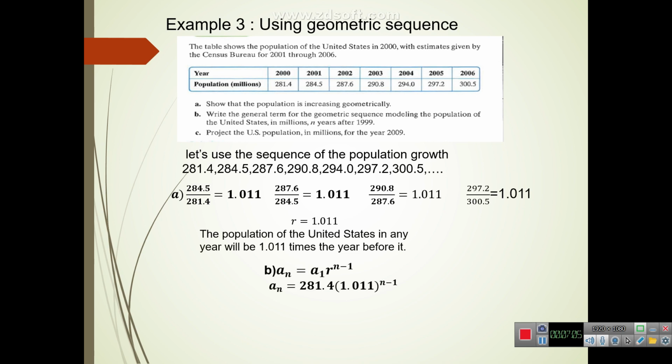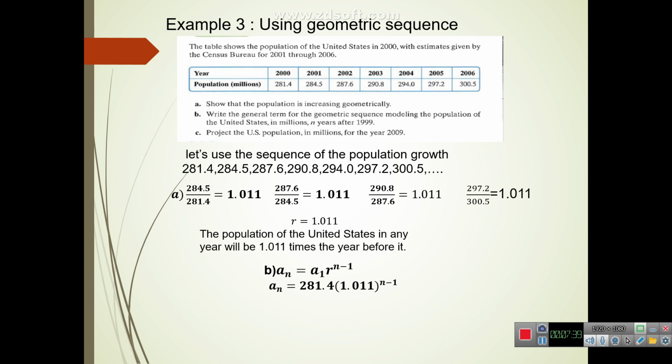And B, we are asked to find the general term. So to find the general term for the sequence, you have to use the general formula. Here we have the first term and we have the common ratio. Therefore, we just plug the first term and the common ratio into the general formula. So a sub 1 is equal to 281.4 times 1.011 to the power of n minus 1 will be the general term of the sequence.